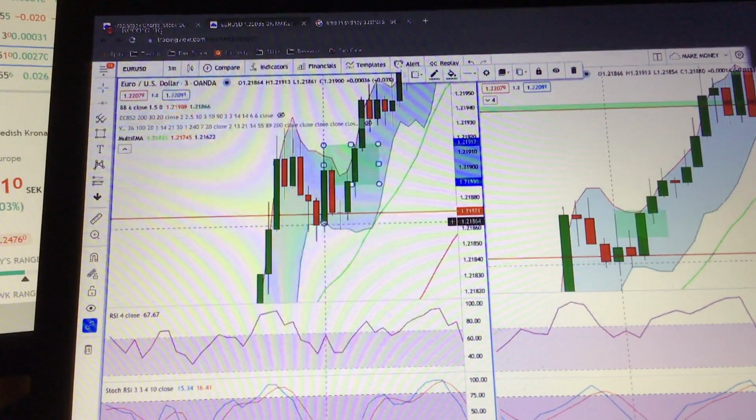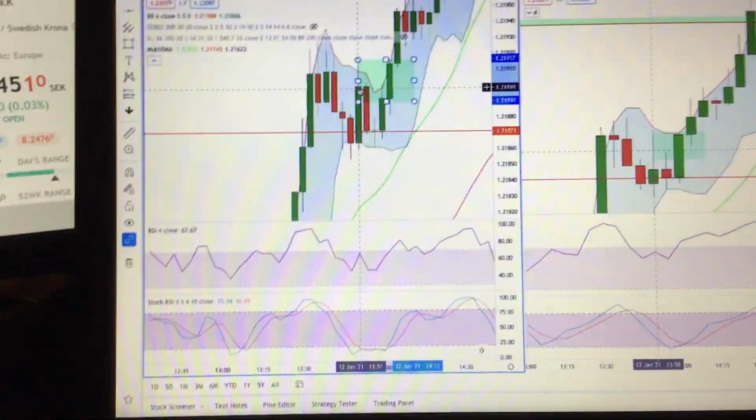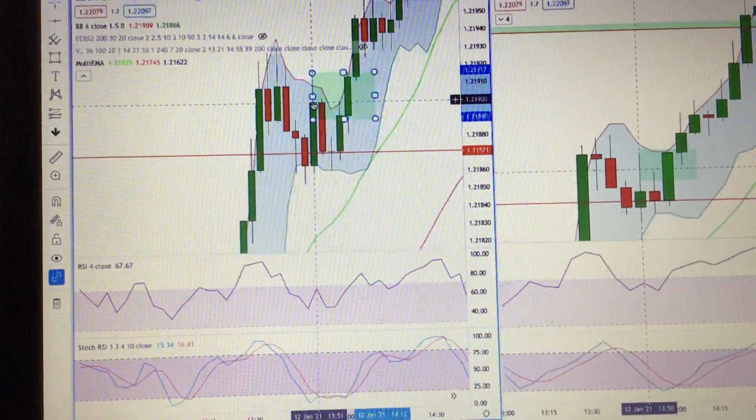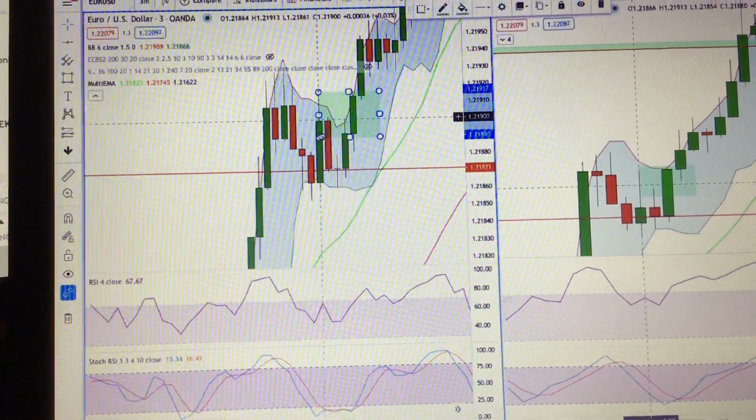But this very strong green candle right after this, okay, maybe you can go long. You can go long, meaning take a buy here. But I'm going to wait because I want to see another green candle close above this, because of what happens here.